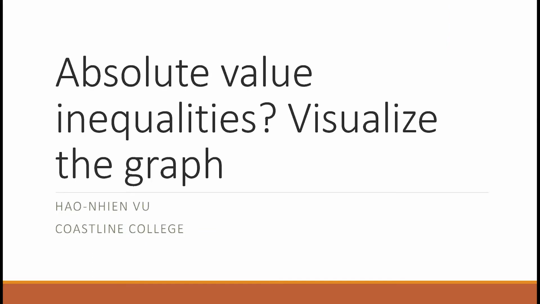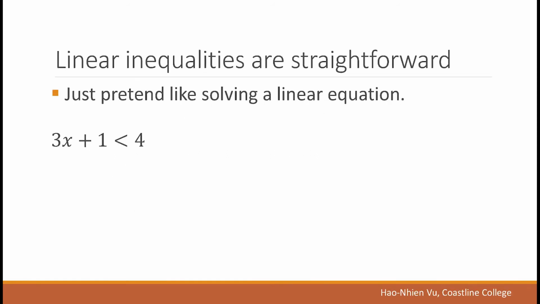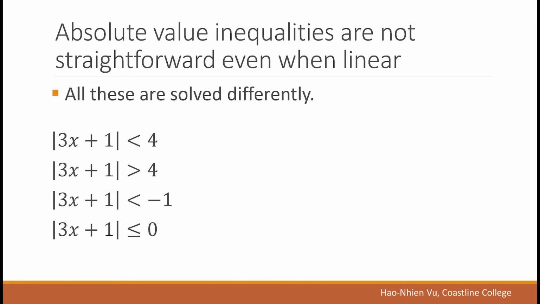You may have noticed by now that solving absolute value inequalities is more complicated than solving linear inequalities. For a regular linear inequality, you can just use the same methods as when you solve an equation. You just pay attention to the direction of inequality, and whatever you get at the end is the solution. Absolute value inequalities are not like that, even though the inside of the absolute value may just be linear. They involve different solutions depending on the inequality.